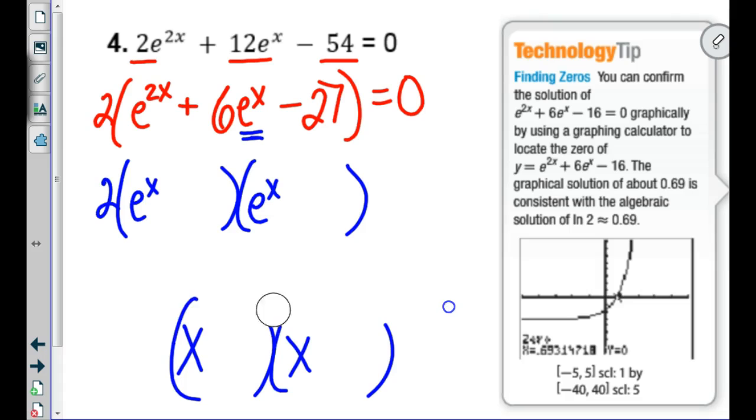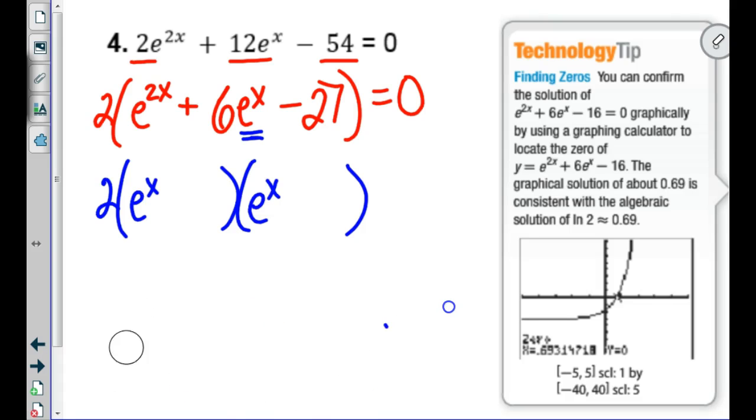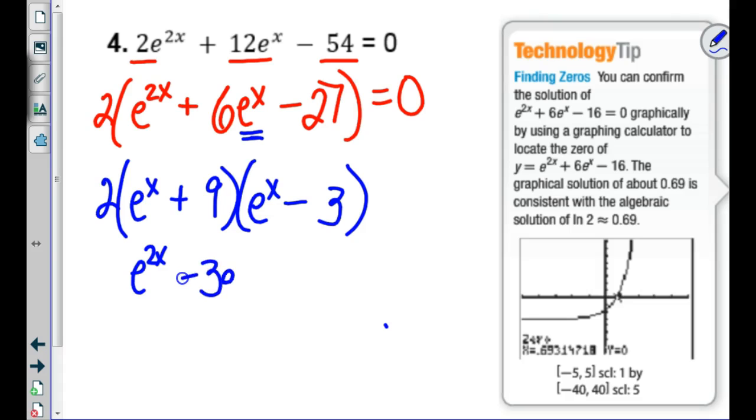All right. Now, what are factors of 27 that'll give us 6? Yep, we need a positive 6, so plus 9 and minus 3. If I foiled that back together, e to the x times e to the x would be e to the 2x, because you'd add the exponents. Then I'd have a minus 3 e to the x, a plus 9 e to the x, and a minus 27. Would that give me what we wanted? These would become plus 6, okay? So that was just my check. Now what?